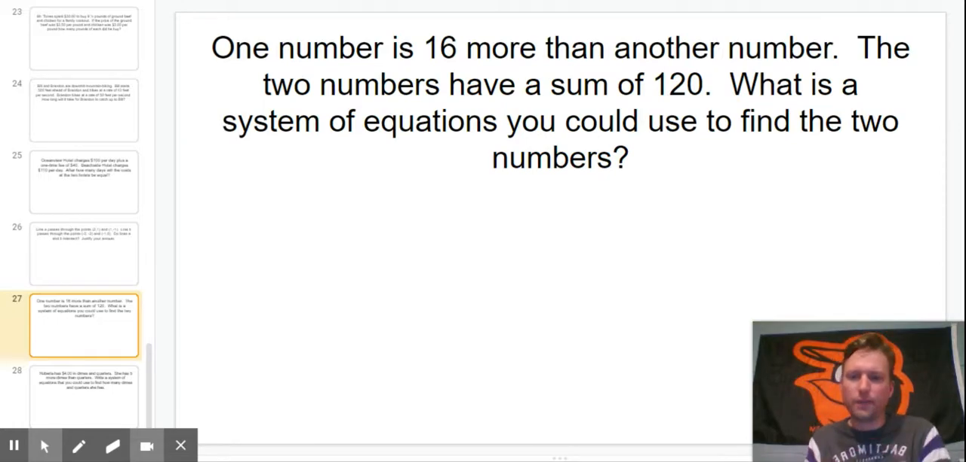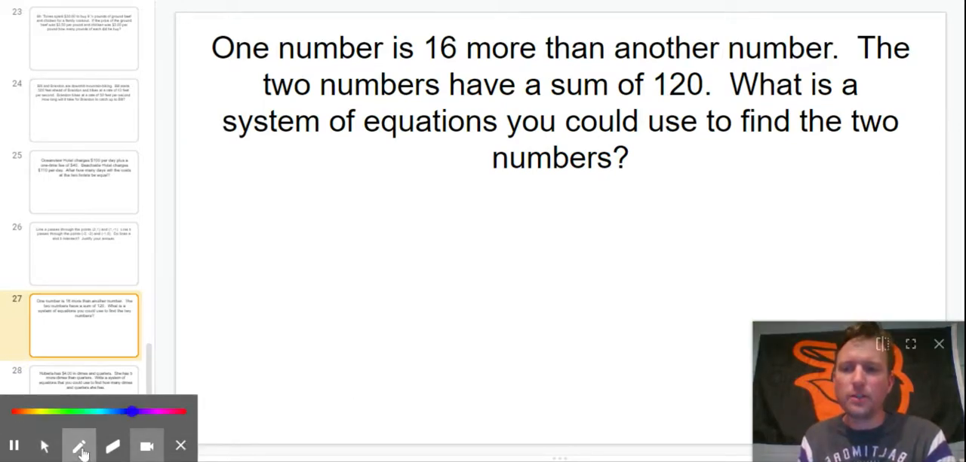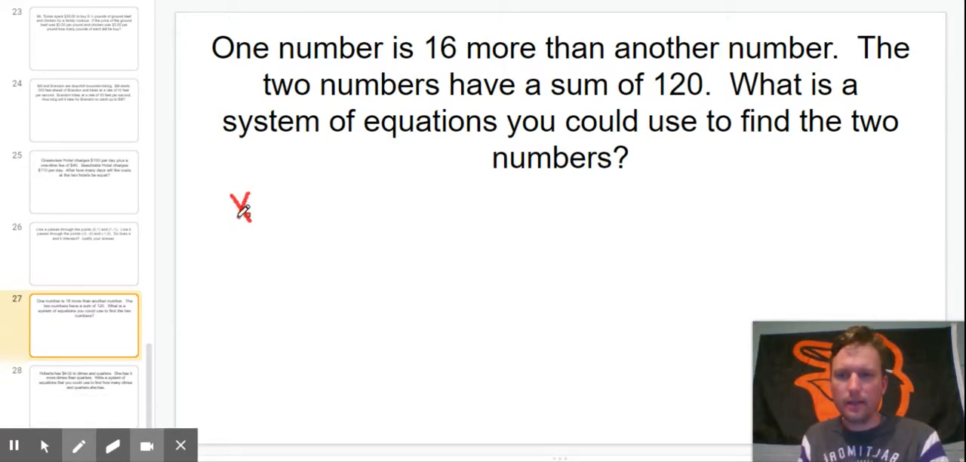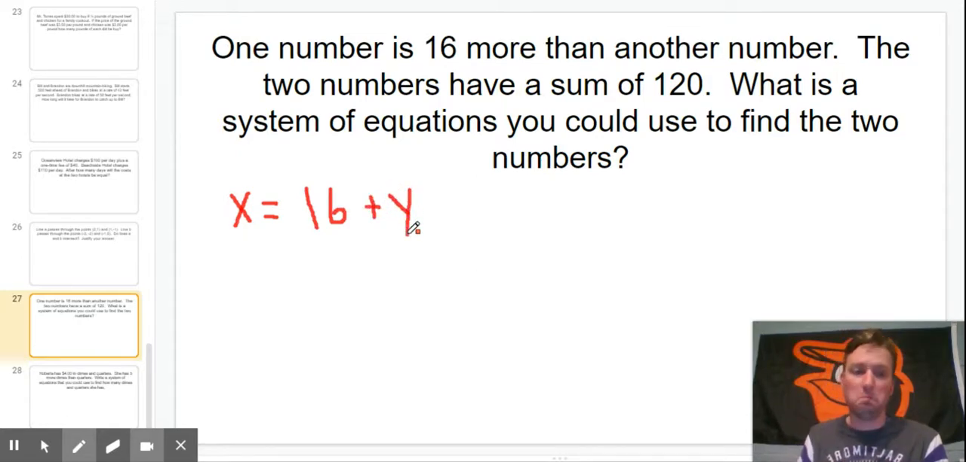Okay, first, let's take the first step. We're going to write an equation that would explain this. It says one number is 16 more than another number. So if one number is x, it would equal 16 more than another number. So you would just say x is 16 more than, let's say, y. x equals 16 plus y. There you go. That's one number is 16 more than another number.